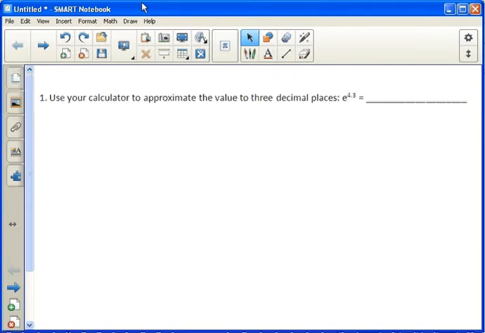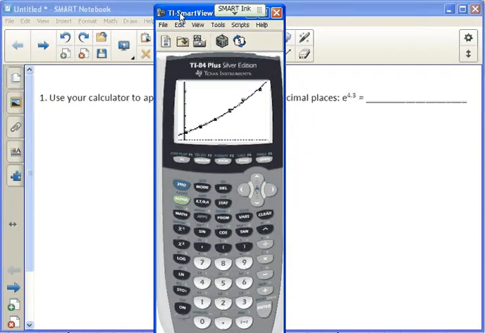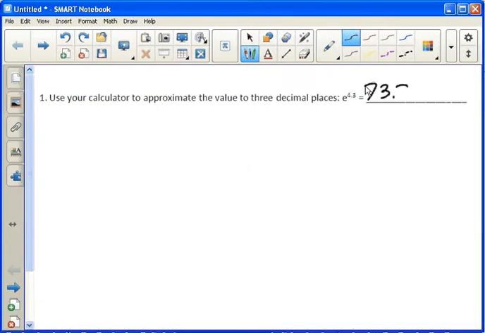First question on the review sheet says, use your calculator to approximate the value to 3 decimal places. So we're asked to evaluate e raised to 4.3. So we go second e to the x, plug in 4.3, hit enter, and to 3 decimal places we would have 73.700 because that would round up. So 73.700.